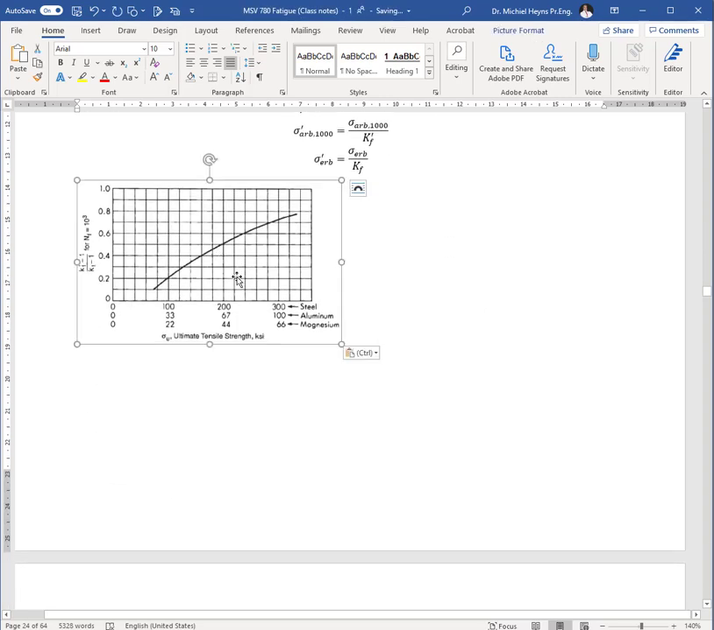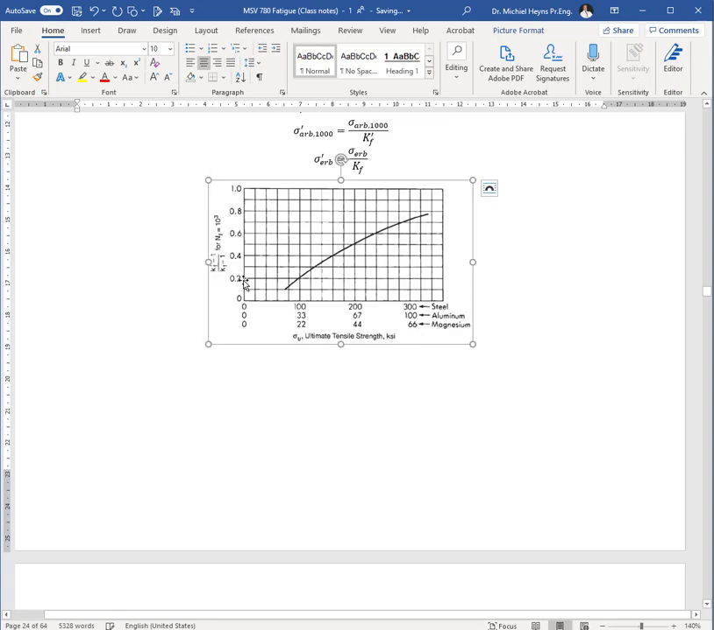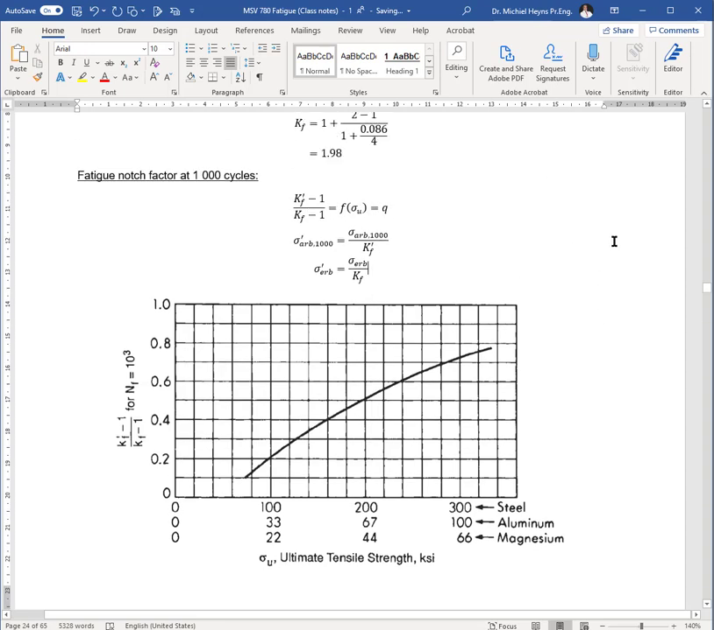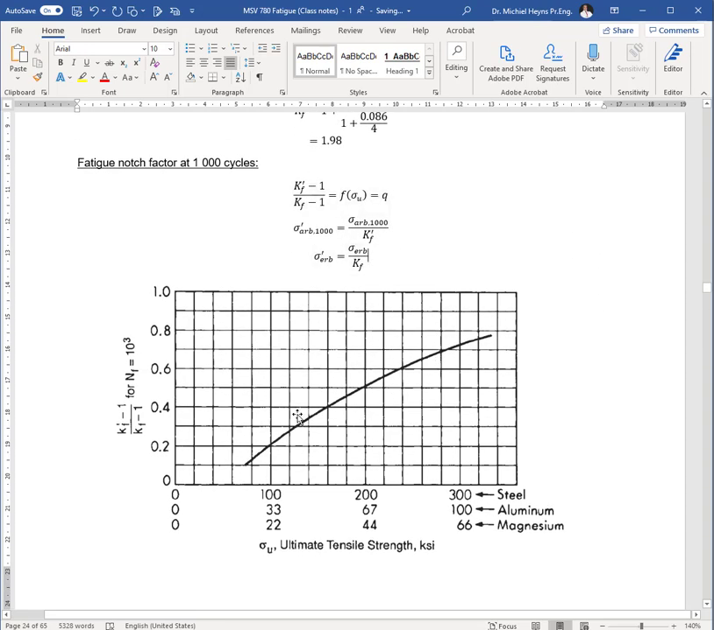So this is what we have. Just to put the figures in the center. Now, for us to do this, we first need to look at the notch sensitivity factor here, which is this factor that you see on this side. You can see that it's a notch sensitivity factor for 10 to the power 3 cycles. It's very sensitive to the ultimate tensile strength.